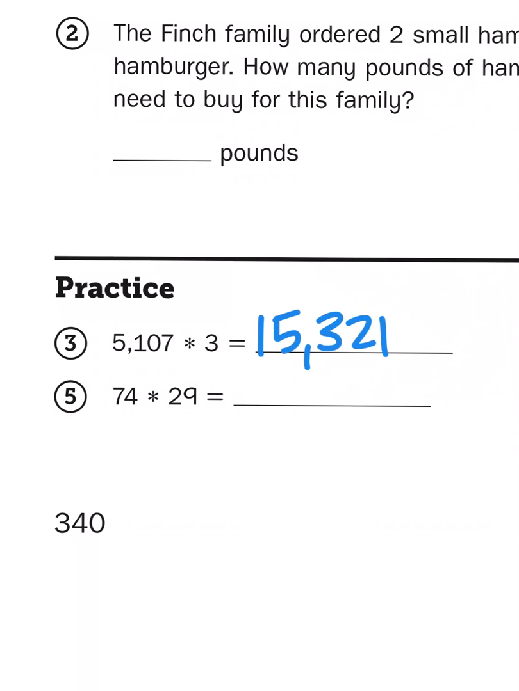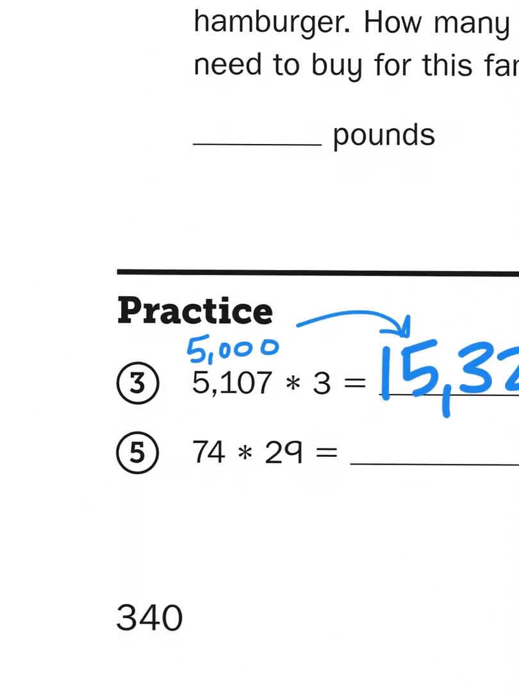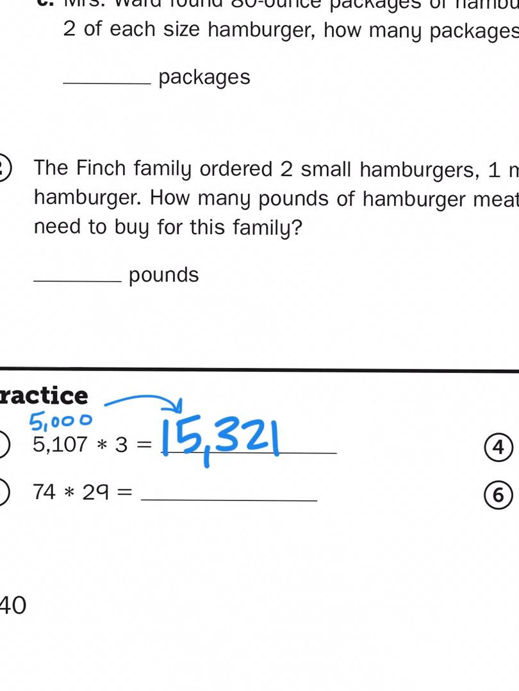15,321. You probably can see why that answer is correct, because if you were to round 5,107 to the nearest 1,000, it would round down to 5,000. And if I multiply 5 times 3, that's going to give me 15. So 5 with 3 zeros behind it would give me 15 with 3 zeros, otherwise known as 15,000. So this answer is correct.